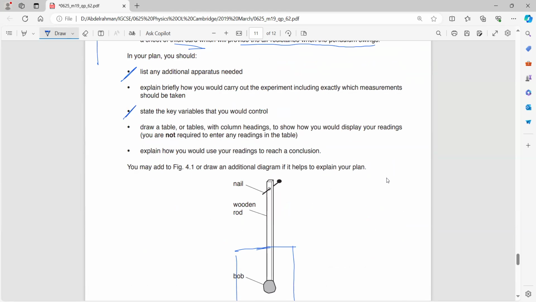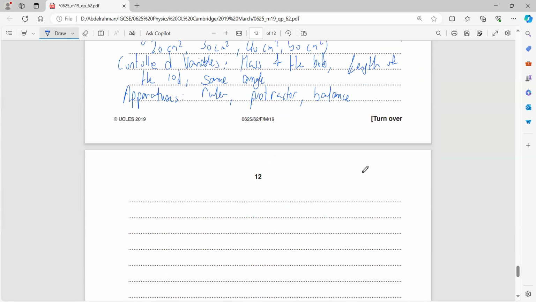We wrote down the key variables. We need to write down the method and then a table. What is the method? What are the steps we will do? For each area of card, let the pendulum swing. Let's say for 20 oscillations. Let the pendulum swing for 20 oscillations.